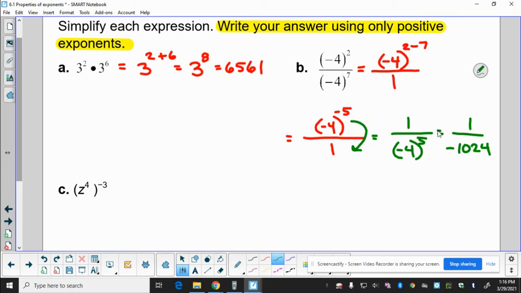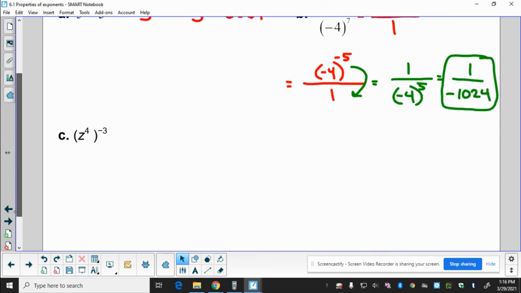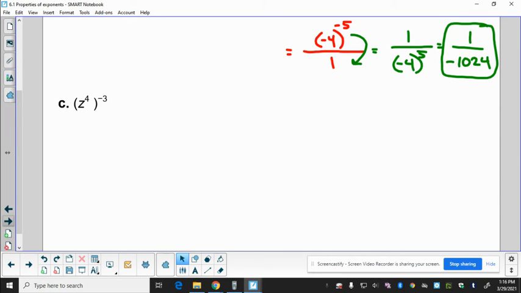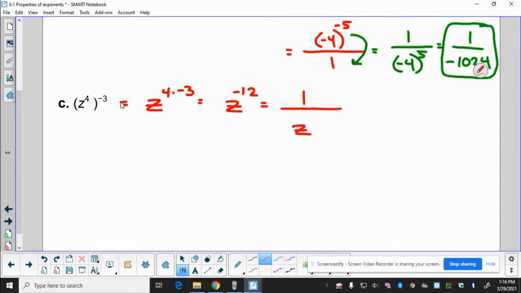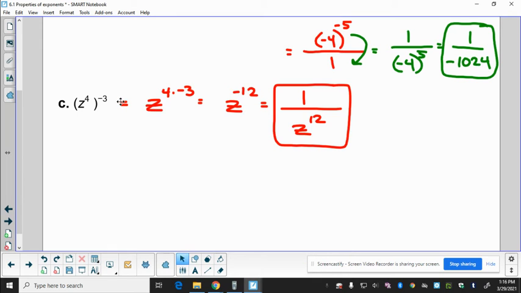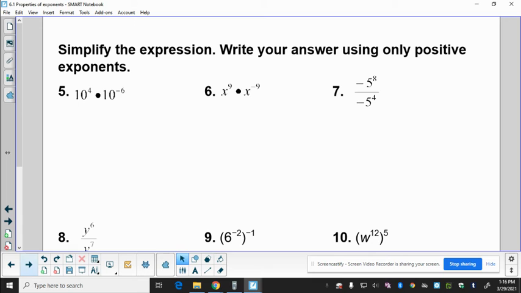Okay. Let's go down to part C. What do you do when you have a power raised to another power? You multiply. So this will be z to the negative 12, which is a negative exponent. So that's 1 over z to the 12th power. You need to do a reciprocal on that. Okay, let's go ahead and try these.